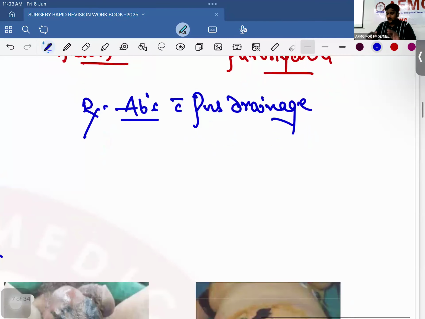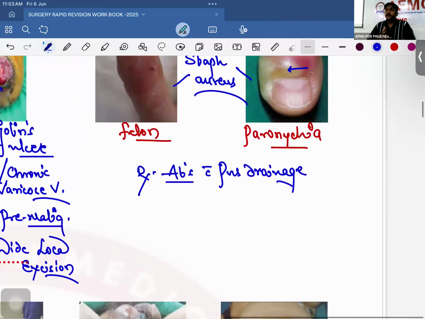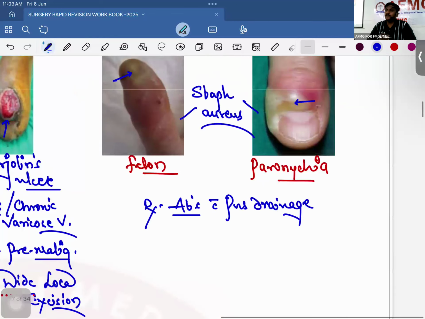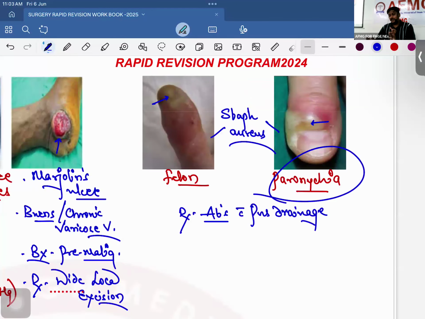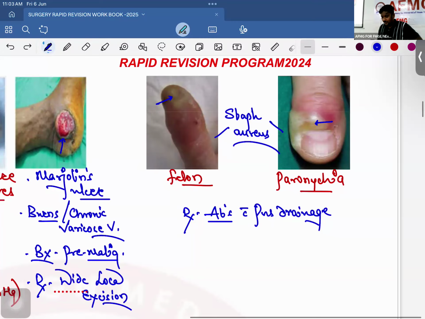That is important. Now, if it is a case of felon, beta, here the person will have a risk of distal phalanx osteomyelitis. And if it is a case of paronychia, do we need to remove the nail also at times? Yes, in cases of paronychia, partial nail excision may be required. Not always, but sometimes. Clear? That is important to be remembered.